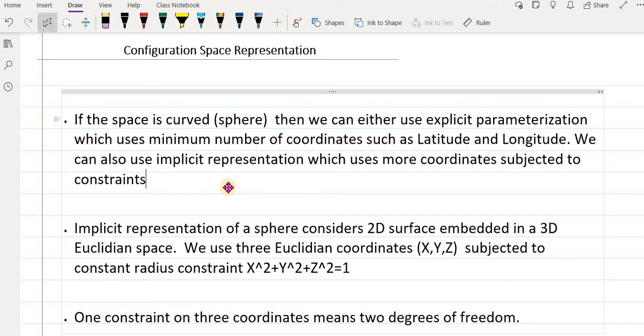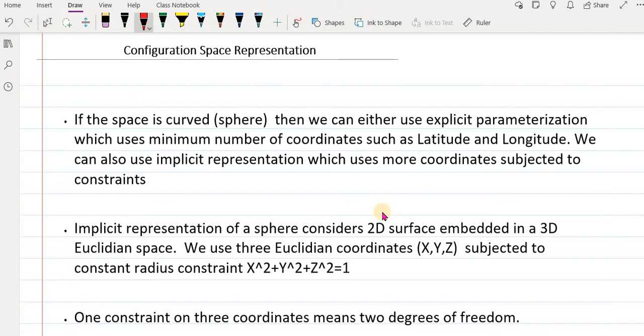If the space is a curved sphere, then we can either use explicit parameterization, which uses the minimum number of coordinates, such as latitude and longitude. We can also use implicit representation, which uses more coordinates subjected to constraints.